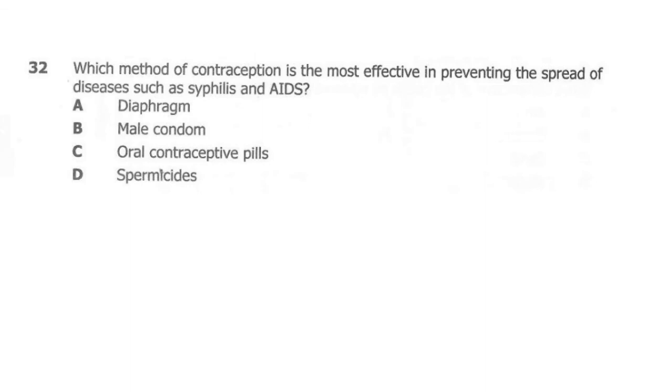Question 32. Which method of contraception is the most effective in preventing the spread of diseases such as syphilis and AIDS? A. Diaphragm. B. Male condom. C. Oral contraceptive pills. D. Spermicides. What's the correct answer? Is it A, B, C, or D? Leave your answer in the comment section.